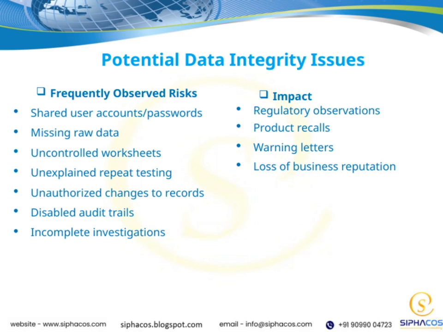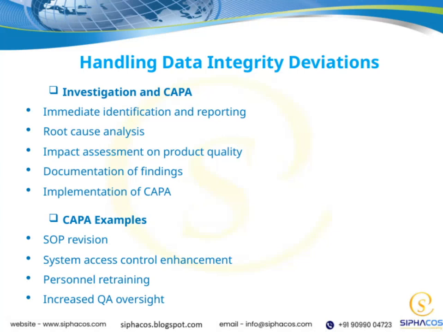Disabled audit trails make it impossible to track what changes have occurred, and incomplete investigations leave issues unresolved, further eroding trust. All these points highlight how critical it is to maintain strict controls and thorough investigations, because any lapse can have significant regulatory, operational, and reputational impacts. Now, let's talk about handling data integrity deviations.